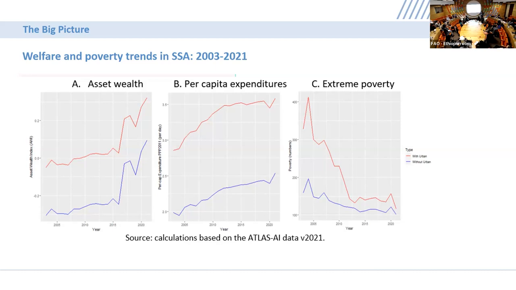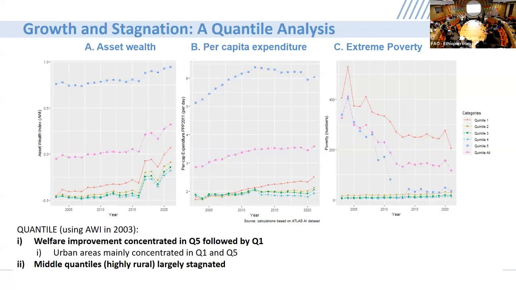Now, some of that asset wealth is not just people's individual assets, but also public assets: roads, electricity, et cetera. So to start unpacking this, we looked at the quantiles. We took the quantile distribution of the asset wealth index in 2003, put each pixel into a quantile, and then looked at how things changed over time with respect to all these outcomes. It's an interesting story, because your richest quantile is always richest by a lot, and we see a lot of growth there. But we also find your bottom quintile, this dark red, is showing quite a bit of growth, much more than these middle quintiles.